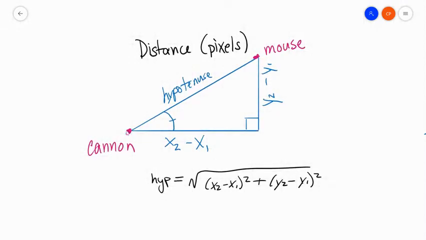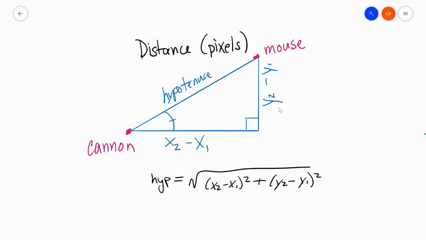If we know the location of the cannon, its X and Y, as well as where the mouse is, its X and Y, we can develop all sides of this right triangle. The hypotenuse, of course, is the direct distance between the cannon and the mouse. But we can calculate that because we know the differences in the X values and the differences in the Y values. The differences in the X values are called delta X, and the differences in the Y values are called delta Y.